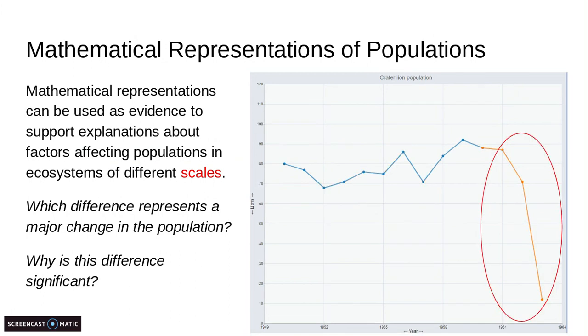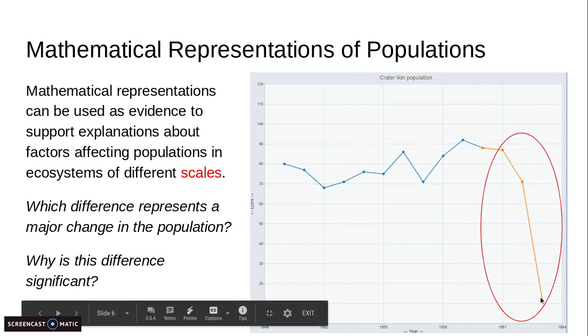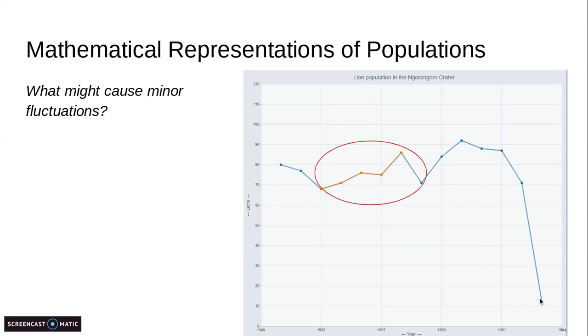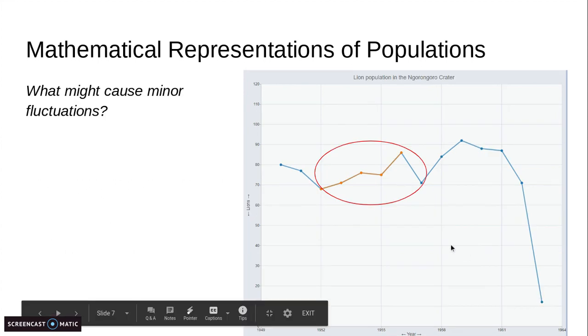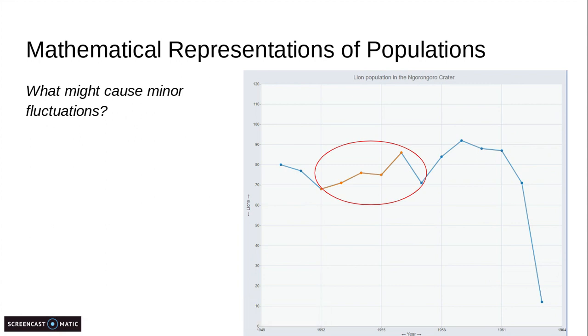And we can see that this is a significant difference because we are seeing a very large change between what was going on before. Now, what might cause these minor fluctuations? Pause me while you think about that for a second. Now, you might have thought, well, regular populations have normal increases and decreases due to seasonal changes, due to babies being born and lions dying and all kinds of organisms. They have regular little ups and downs throughout the year, or even throughout a couple years.